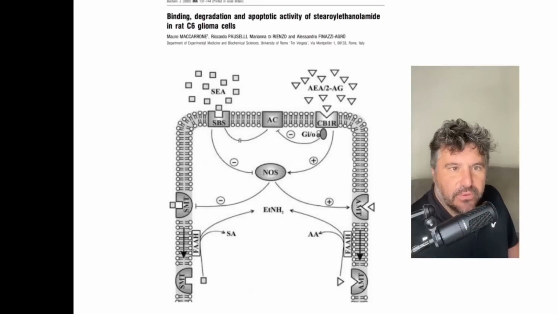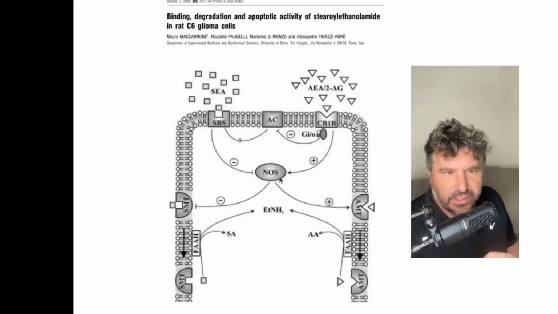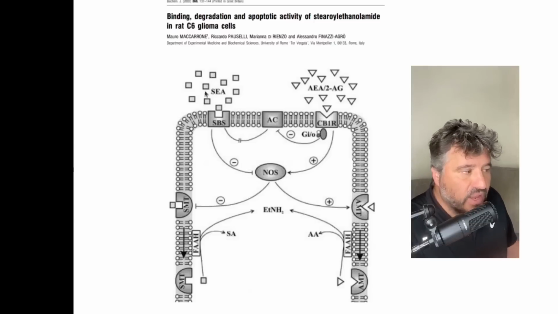This paper is another really interesting look at SEA. It's from all the way back in 2002. This is in rat glial cells, so these are brain cells. What the paper shows is that SEA has a binding site in these brain cells, and this is the CB1 receptor. This is what AEA and 2AG are connecting to, and they're activating this thing called nitric oxide synthase. SEA is doing the exact opposite. SEA is blocking the activation of nitric oxide synthase.